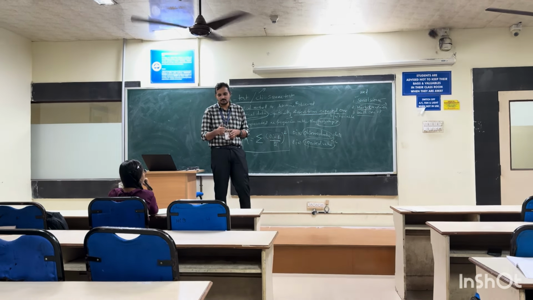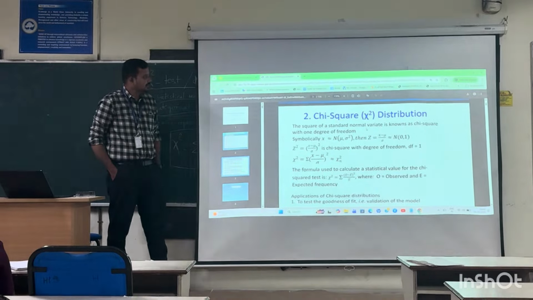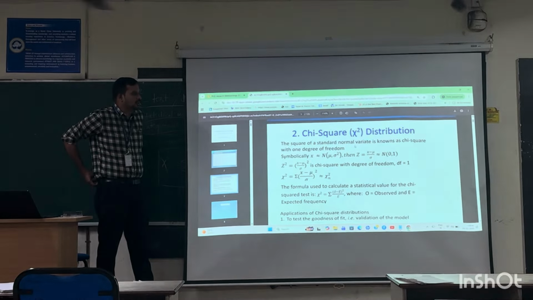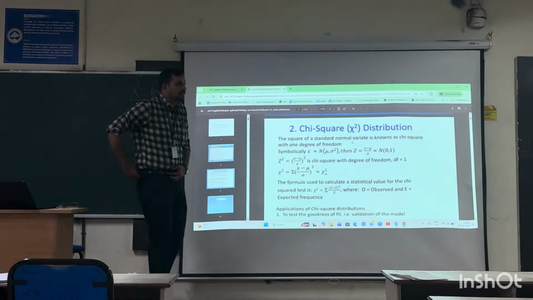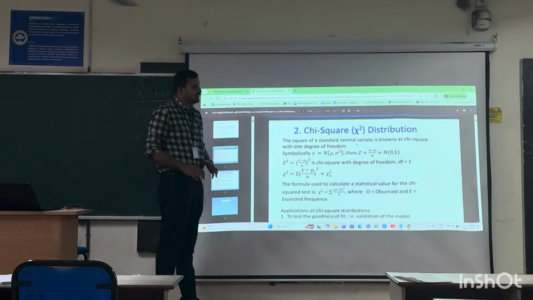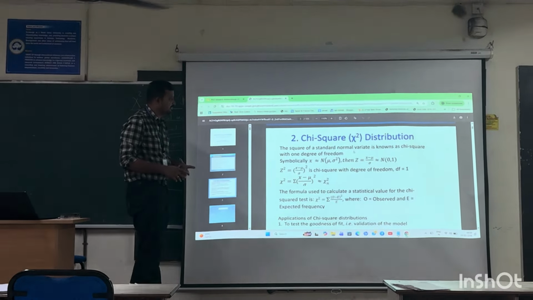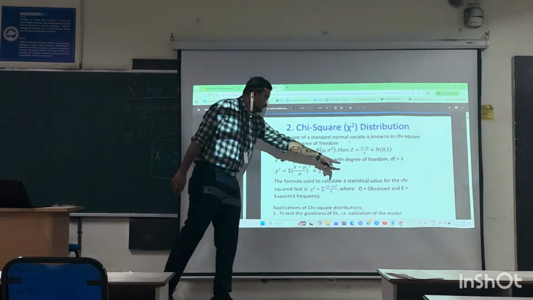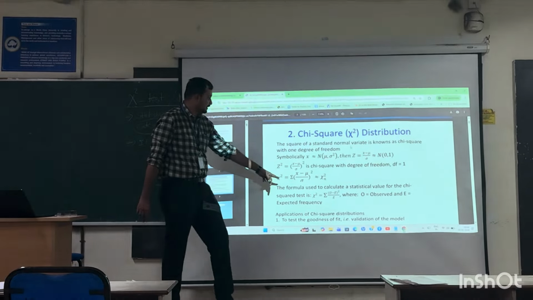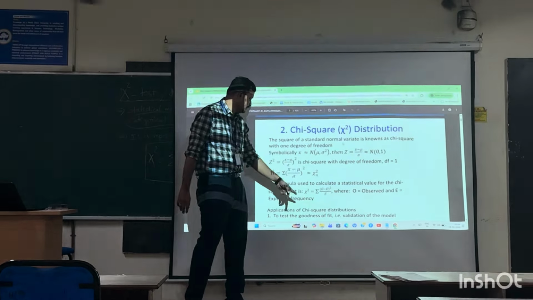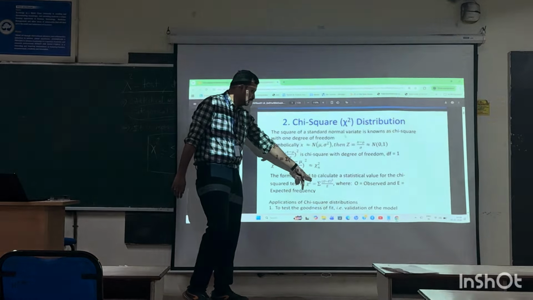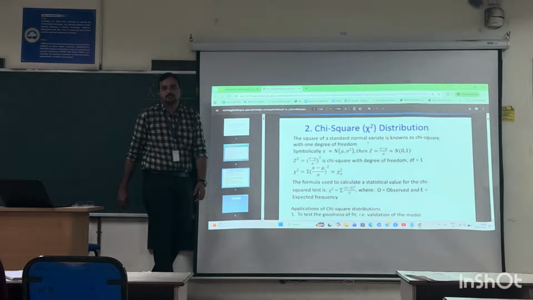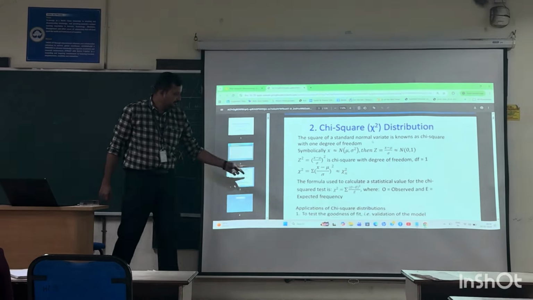Next, you may remember the chi-square distribution. This is an important statistical tool used to find the difference between your observed and expected values. I already discussed the formula. The formula to calculate the chi-square value, the statistical value, is: chi-square equals summation of (O minus E) whole squared by E, where O is the observed value and E is the expected value.